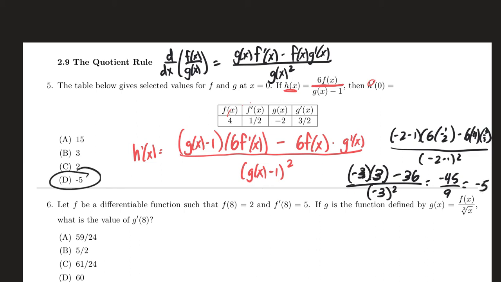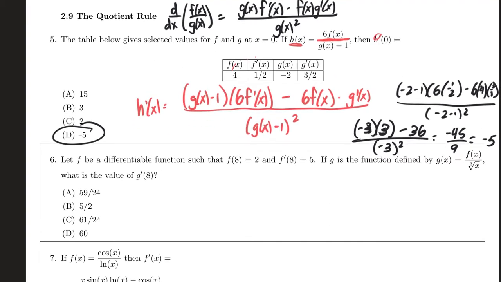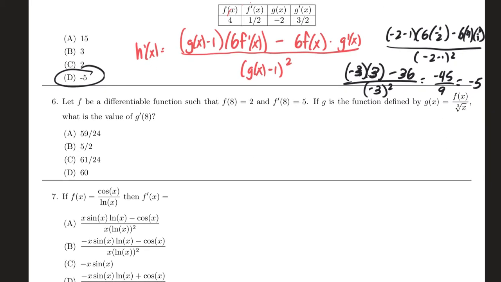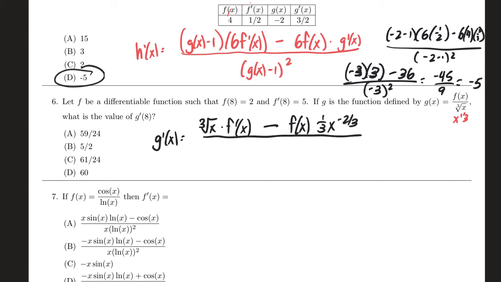But again, just following the pattern of the quotient rule and plugging in things where they go. Number 6 is no different. It's in the quotient rule section, so we're going to do the quotient rule. We take the derivative to get g prime of x: original bottom times the derivative of the top, minus the original top times the derivative of the bottom. Remember that the cube root of x is x to the 1/3, so the derivative of that is going to be 1/3 x to the -2/3, all over the original bottom squared.